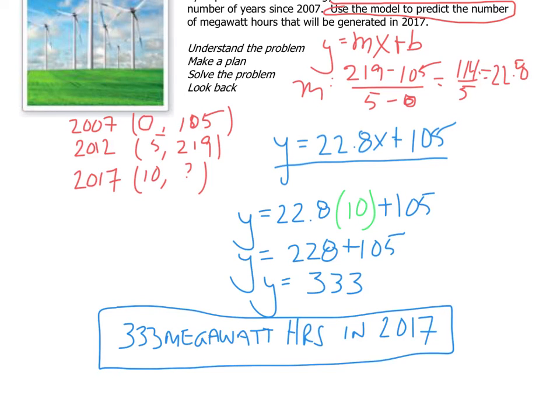Now again, lots of things can happen. It may be a lot more than that. It might be a lot less than that. But we're using the model that we came up with first, the linear model of y equals mx plus b, to try to predict the future.